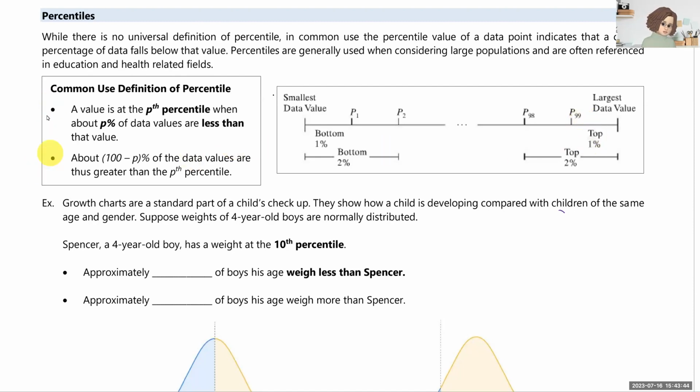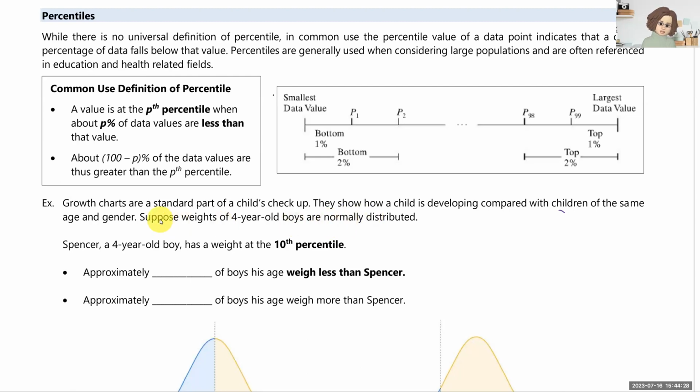So we'll step through both of these, and let's switch to an example in a health-related field like children's growth charts. So if you have children now or in the future, you will probably become familiar with growth charts because they're a standard part of a child's checkup. So growth charts show how a child is developing compared with children of the same age and gender. So let's take a look at an example. So let's suppose that weights of 4-year-old boys are normally distributed. So when we talk about percentiles, we don't need to have bell-shaped curves, but I'm just doing an example here so you can see a visual down below of a normal distribution.